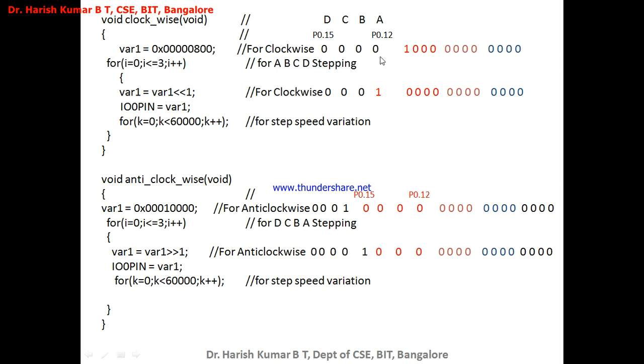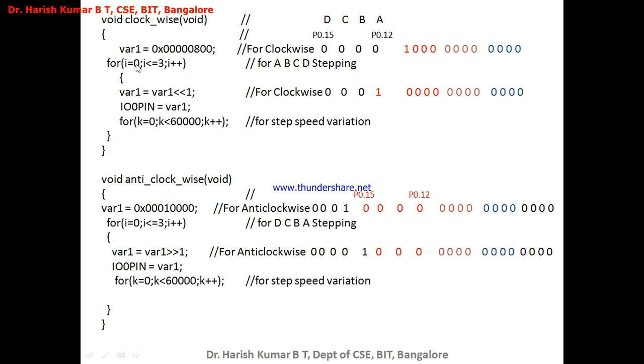If I consider the bits, this is the bit which corresponds to the 12th bit. Now 0, 1, 2, 3, 4, 5, 6, 7, 8, 9, 10, 11, 12. This is the 12th bit, which corresponds to P0.12, and this is the 15th bit which corresponds to 0.15. Now right now I've taken this data 8 and 1 is here. That is what is assigned to var.